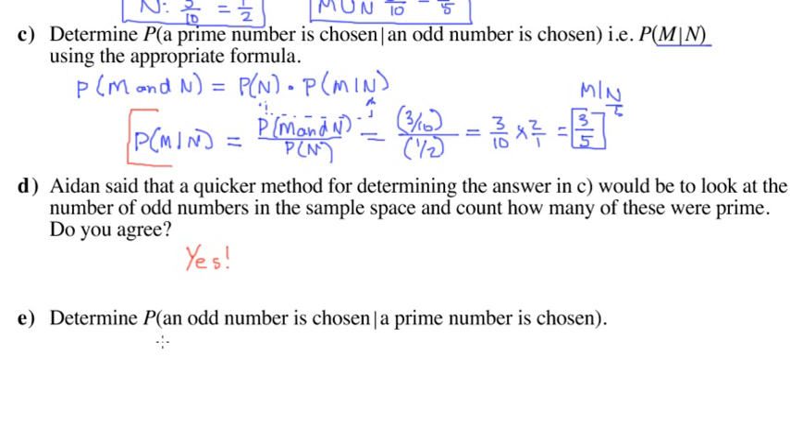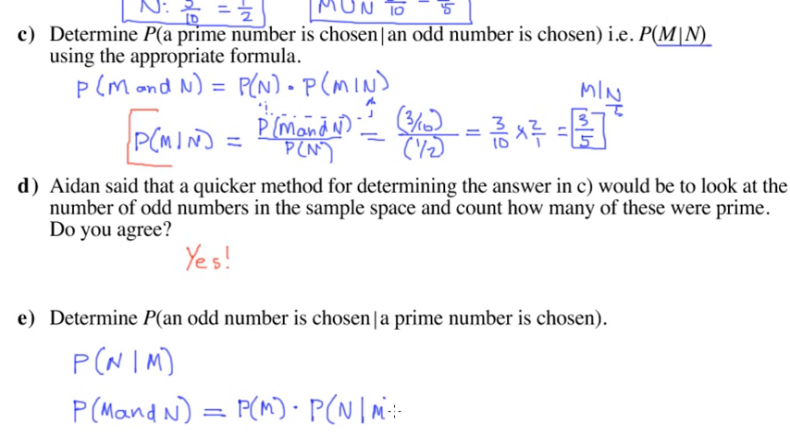And now they want to determine the probability that an odd number is chosen given that a prime number is chosen. So they're asking for the probability of odd given prime. Opposite of what we just found. So our setup's going to be, like before, the probability of m and n equals, they want m to be a given. So first of all, what's the chance of m happening? And then the probability of n, what's your chance of happening if we guarantee that m just happened?